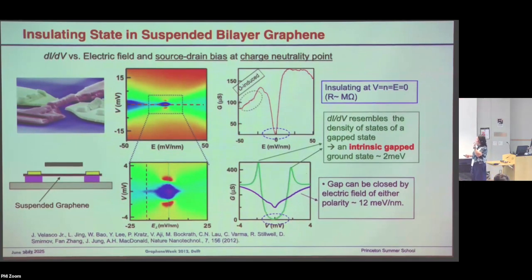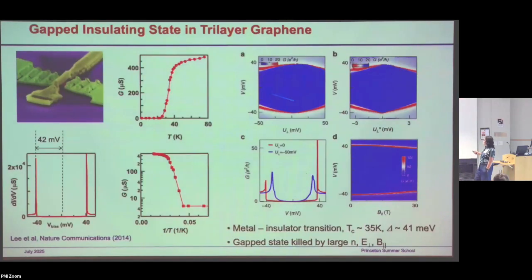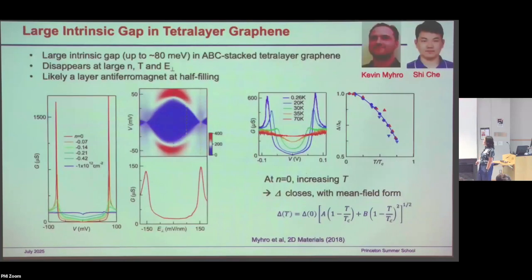If you do not apply bias, just tiny bias, and do not apply an electric field or a magnetic field, this has an intrinsic insulating state of about 2 milli-electron volt. And so when we go to trilayer graphene, we find a similar phenomenon. Again, a charge neutrality point, but now the gap is 40 milli-electron volt, and this gets killed by a large electric field or in-plane magnetic field.